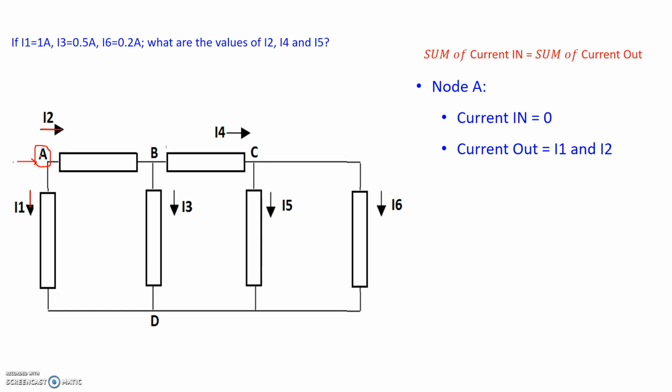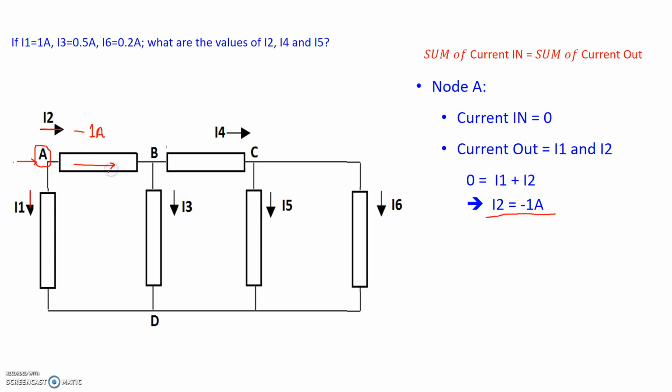So we can write this using Kirchhoff's current law. The sum of current coming in is equal to 0, and the sum of current going out is equal to I1 and I2. In other words, I2 is equal to negative I1, and I1 is given as 1 amp, so I2 is equal to negative 1 amp. So we have negative 1 amp of current flowing through this element in this direction.